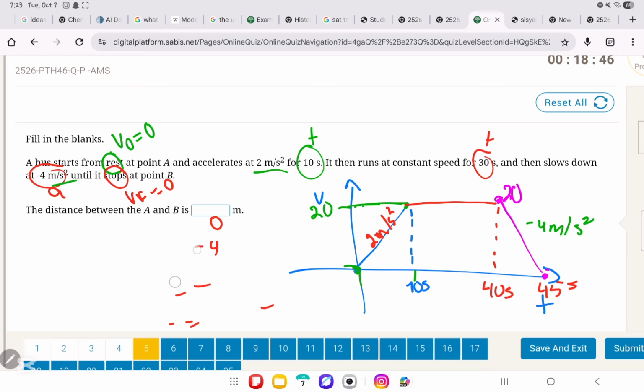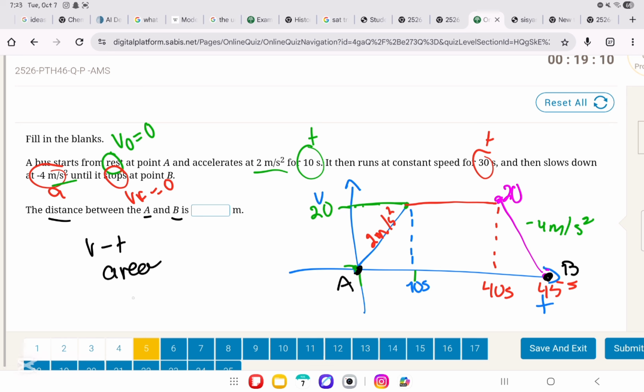Now, is this what they're asking us for? No, this is just us graphing what they told us. They want the distance between A and B. So here is B, here is A. How do you find the distance or displacement on a velocity time graph? It's very simply the area. So we need to find the area of whatever we've drawn.